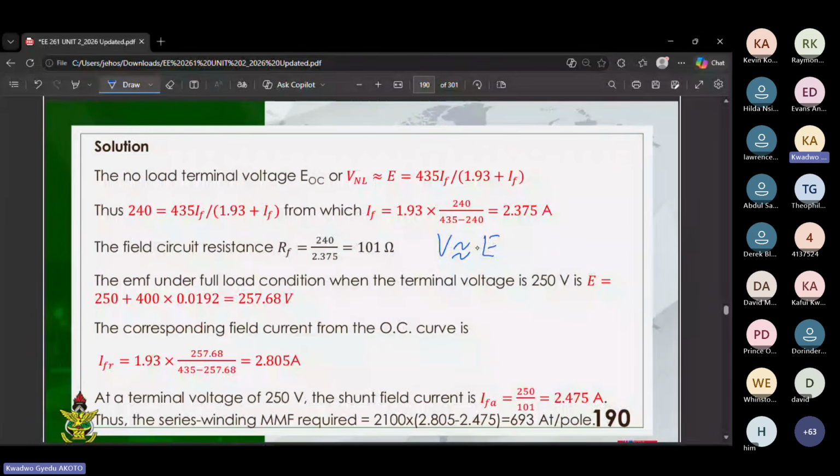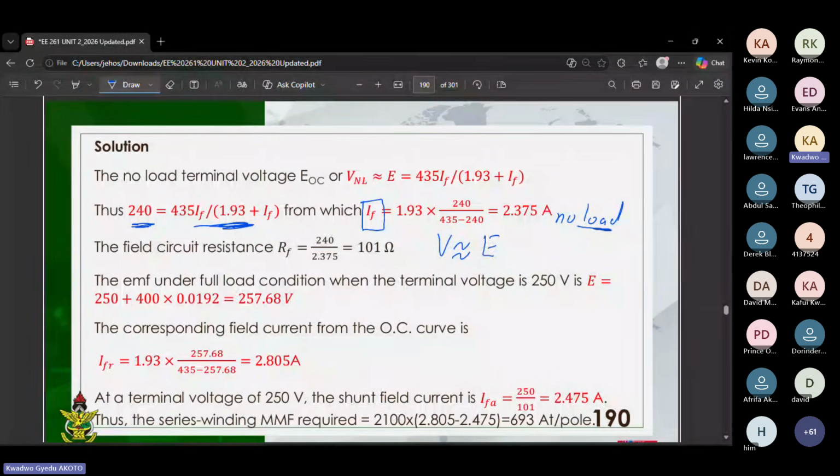Okay. So yeah, at no load, V is approximately E, right? So we know our no load voltage to be 240. So if that be the case, then we can equate 240 to our open circuit characteristics to find our IF, right? So this IF that we found here is our field current at no load, okay? So we are going to keep this for now, right? And then, the work is plain to you. So we also know our no load voltage, right?